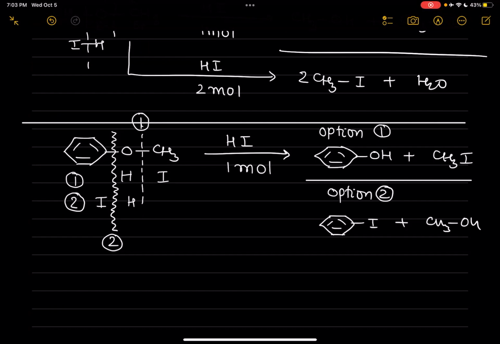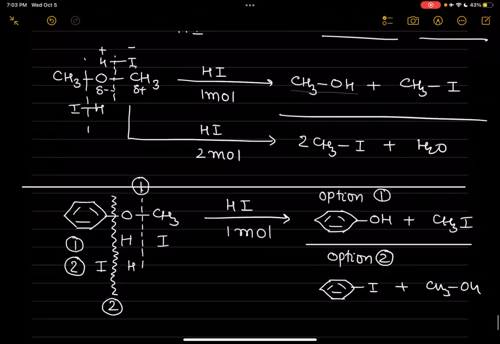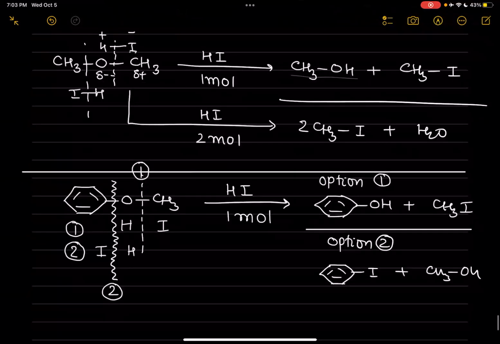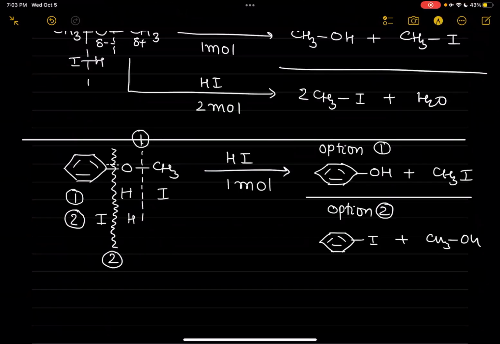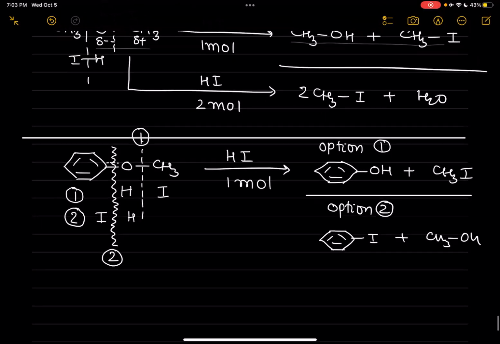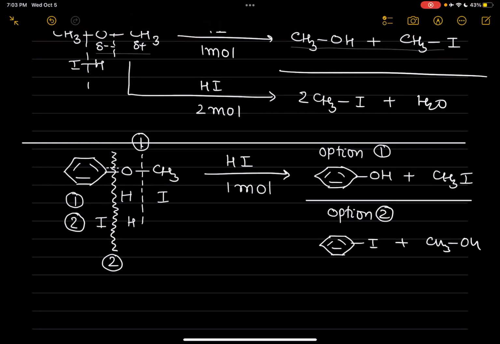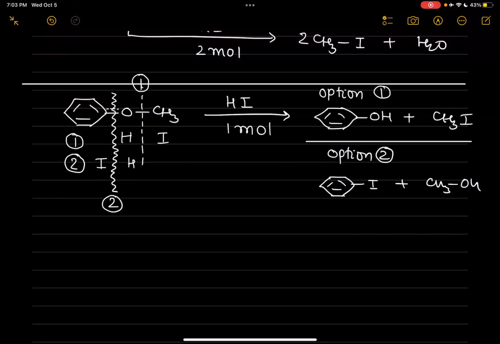Yeah. Exactly. This bond, remember, this is a special case. Just like in the above, while breaking, the benzene-oxygen and benzene-chlorine bonds are a bit difficult. Is it clear? Yes, sir. It is difficult. Why? Because of the resonance. So option 2 is incorrect.